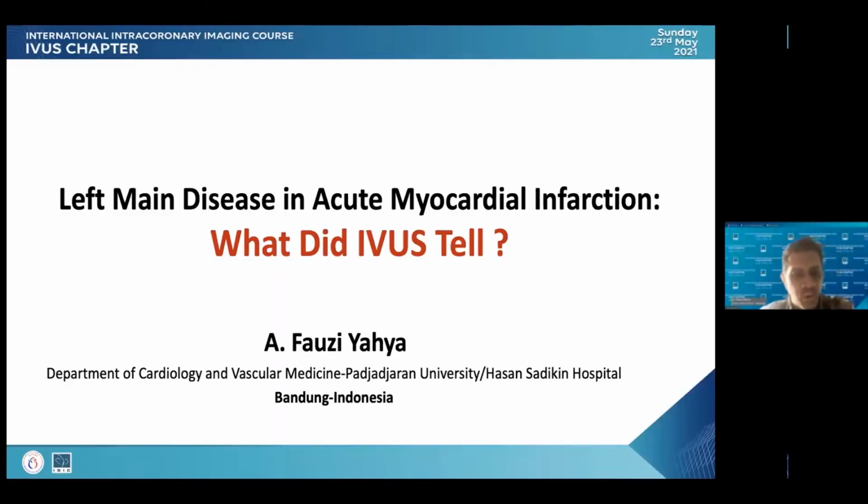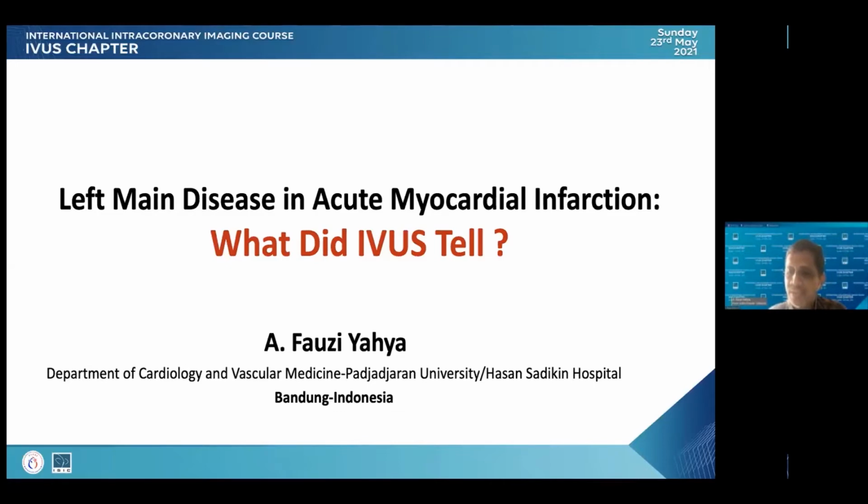So I'm going to share a challenging left main bifurcation disease in acute myocardial infarct. This is a challenging case because we are going to discuss what the plaque morphology is in this kind of acute MI, how to prepare the lesions, what the stenting strategy is, and how to assess the result.